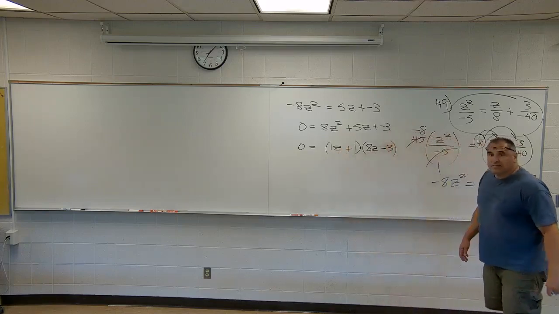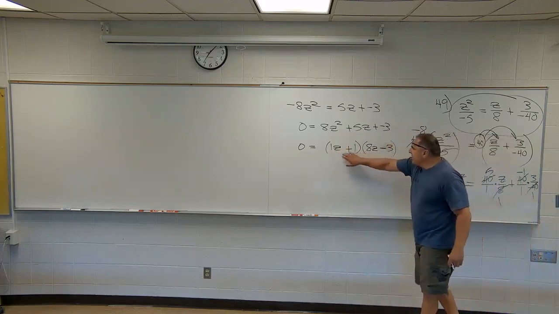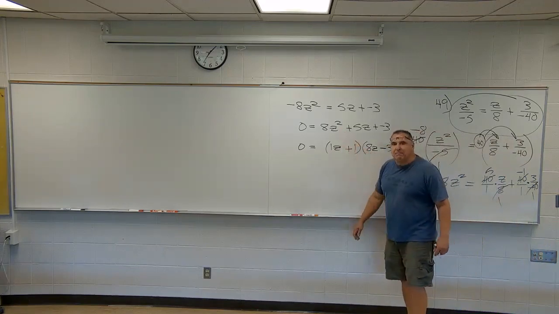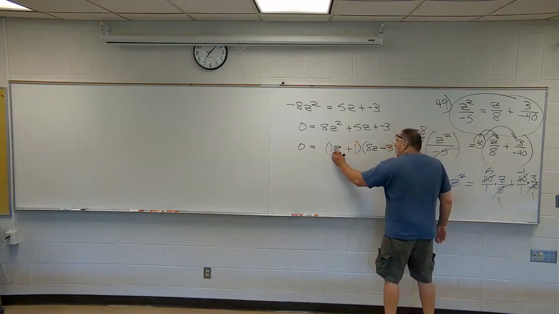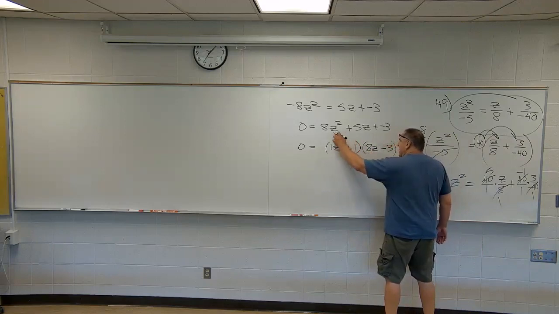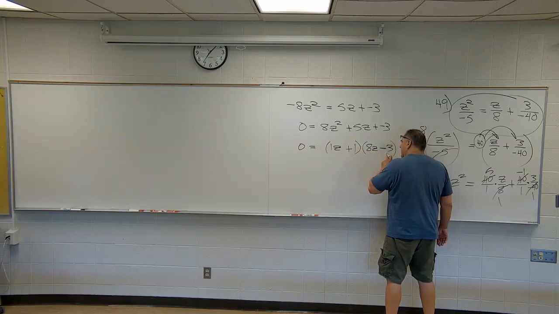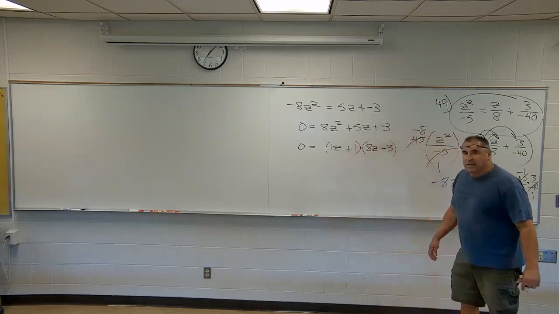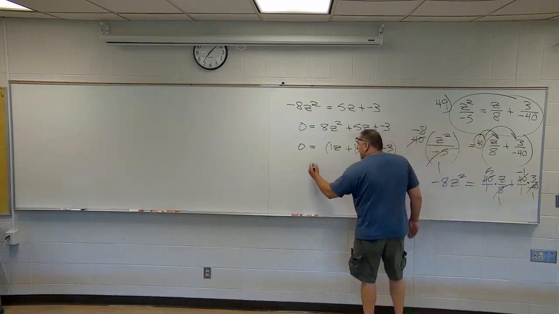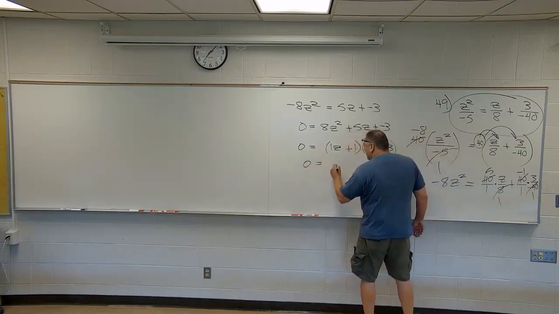That's the ticket. If you FOIL this out, you're going to get this guy on top. 1z times 8z is 8z squared. 1z times negative 3z is negative 3z. 1 times 8z is positive 8z. Positive 8z and negative 3z is positive 5z. 1 times negative 3 is negative 3. Bam, that's it, guys. That's going to be the thing that gets us out of this. You got 0.